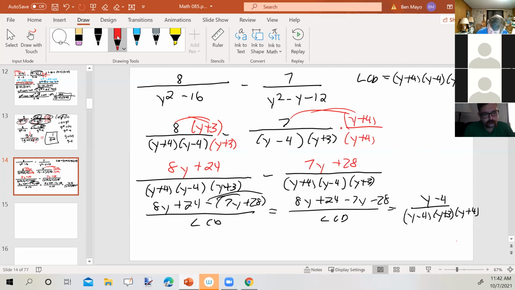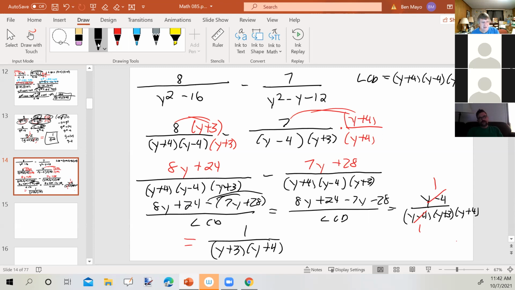Now, that's what I actually put on mine, and it says that I'm wrong. Well, you're not done. Oh. Because these reduce down to give you 1 over y plus 3 times y plus 4. Because it says simplify if possible, so you didn't simplify it. Okay, I see. Yeah. Others?